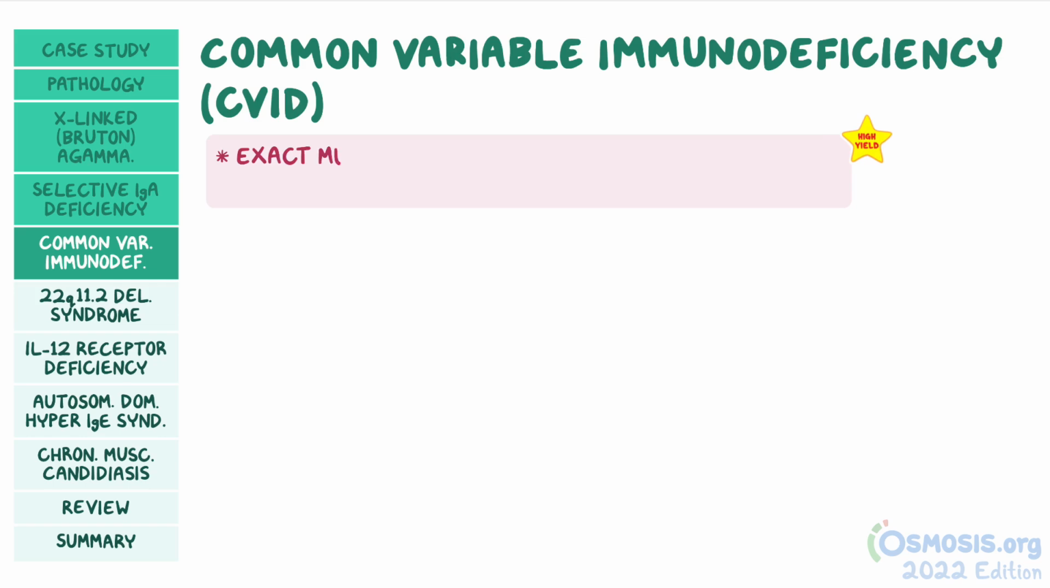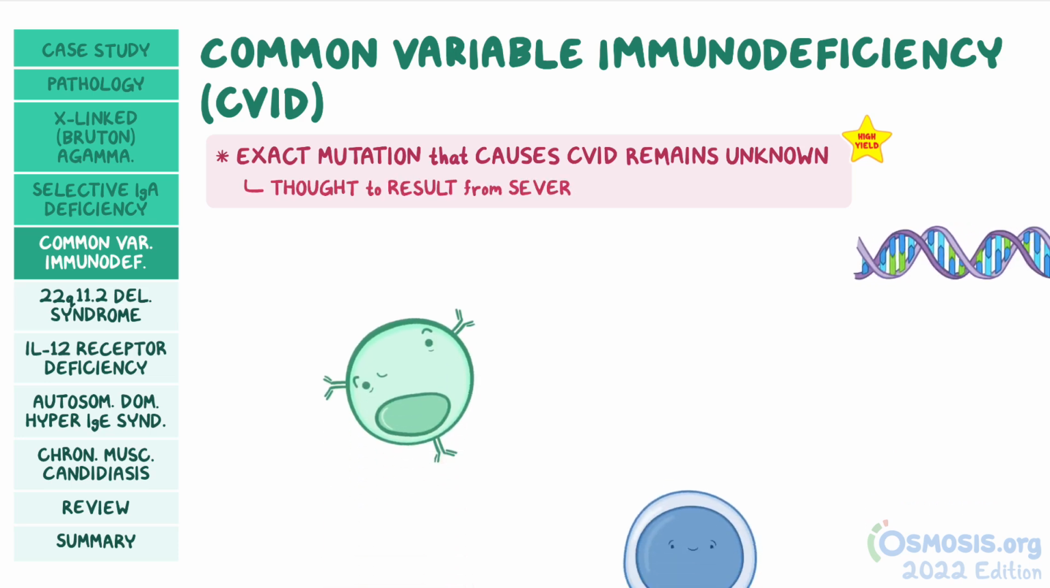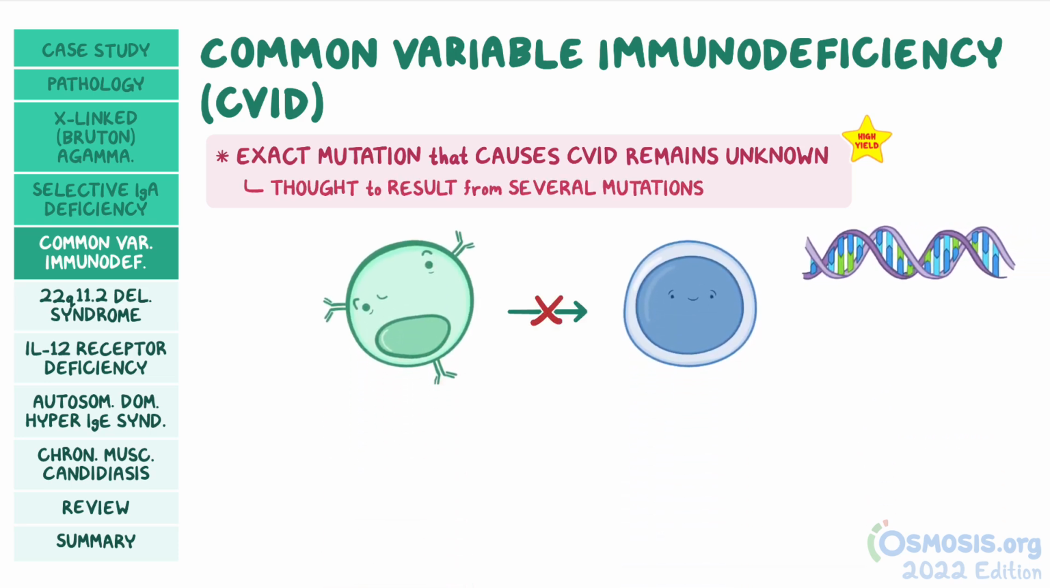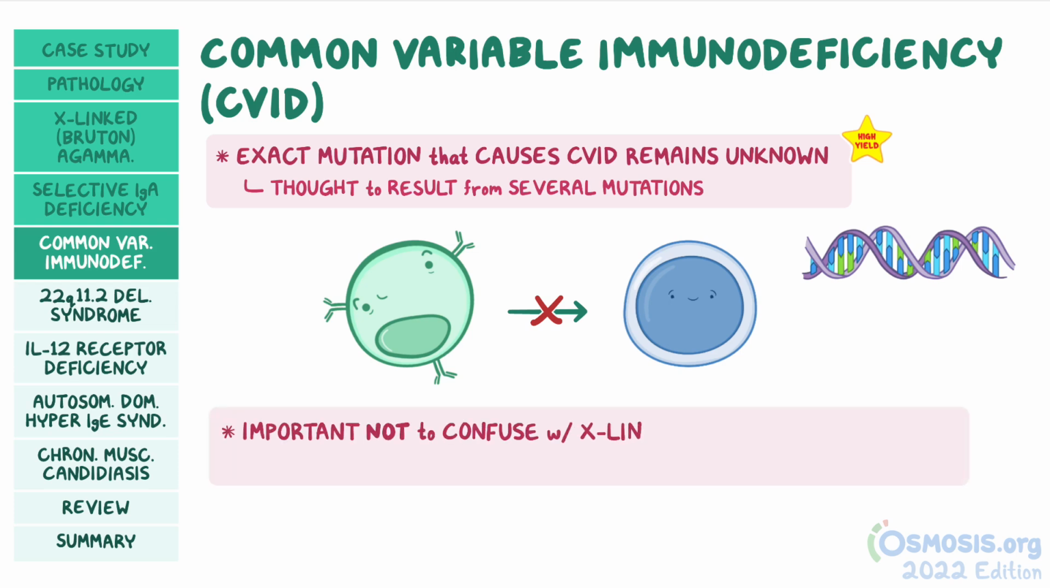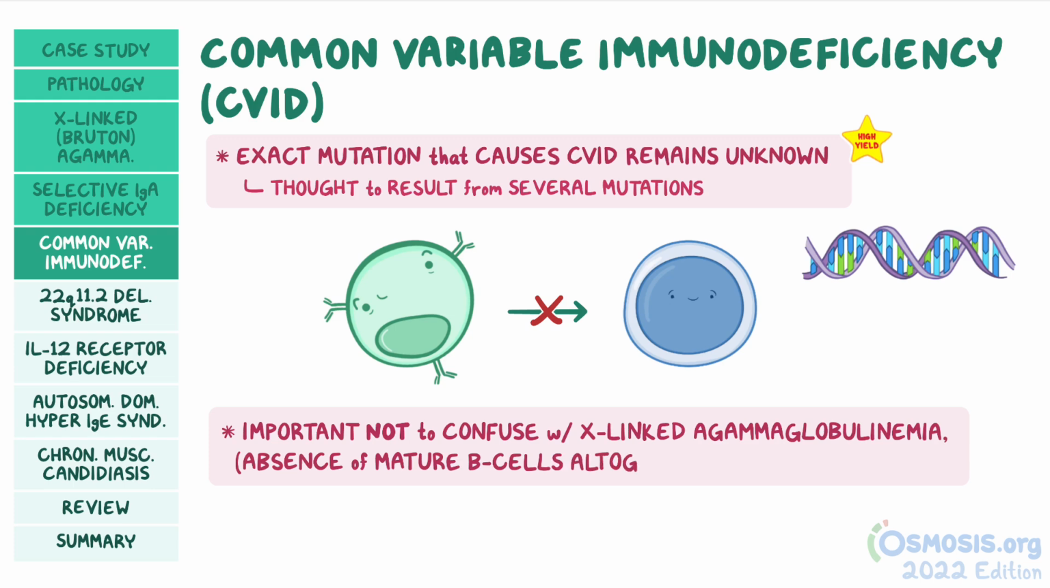Now, the exact mutation that causes CVID remains largely unknown, but it is thought to result from a combination of several mutations that ultimately make mature B cells unable to differentiate into antibody-producing plasma cells. For your exams, it's important not to confuse this with X-linked agammaglobulinemia, where there's an absence of mature B cells altogether.